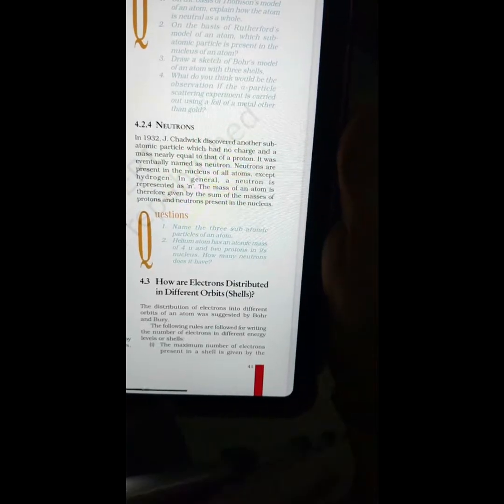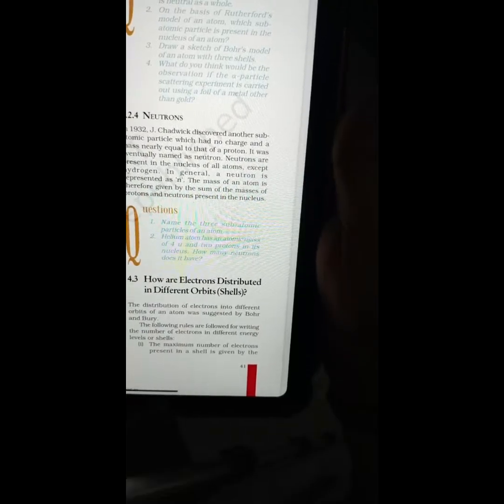Next one, 4.3. How are electrons distributed in different orbits or shells? The distribution of electrons into different orbits of an atom was suggested by Bohr and Bury. The following rules are followed for writing the number of electrons in different energy levels or shells. Point number 1, the maximum number of electrons present in a shell is given by the next page.